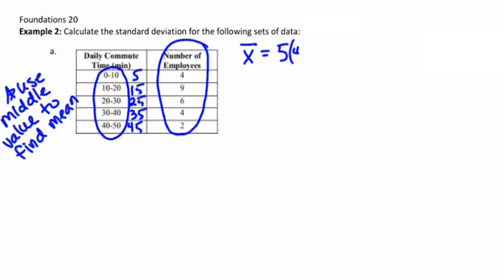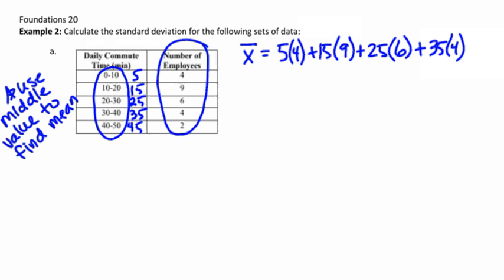So 5 times 4 plus 15 times 9 plus 25 times 6 plus 35 times 4 plus 45 times 2. That is where we'll get our 535 divided by the number of terms we have is 5.